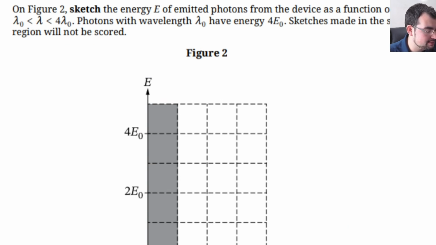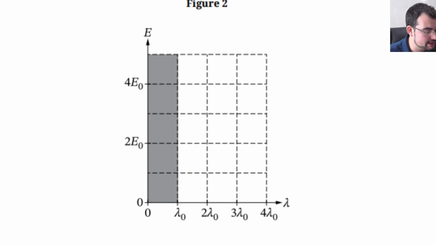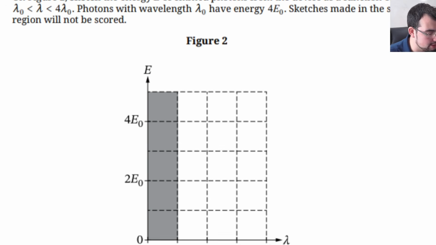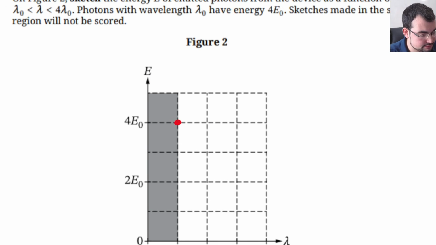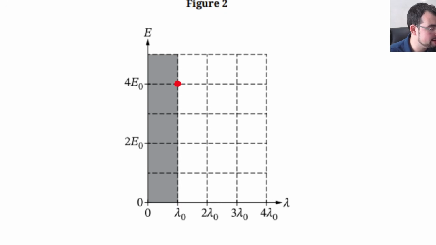All right, now it did give us some extra info that we have a device that can emit monochromatic light of all these different wavelengths. So this is not about the atom, this is about a device that can emit any wavelength of light it would like. And it says that photons with a wavelength lambda 0 have energy 4E0. We need to plot a curve for the energy of the emitted photon as a function of the wavelength. Well, we said that E is equal to hf, which is equal to hc over lambda. So this is a reciprocal function.